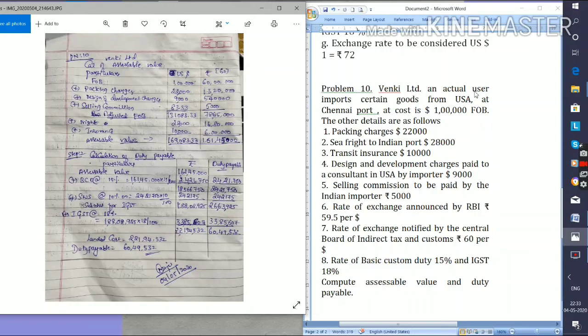Venki Limited, an actual user, imports certain goods from USA. Yes, so many persons are there. Here Venki is importing the goods from where? US, at Chennai port, not airport, port. The cost is 1 lakh US dollar FOB. In step number 1, calculate the assessable value: take the FOB, and add certain costs to it.